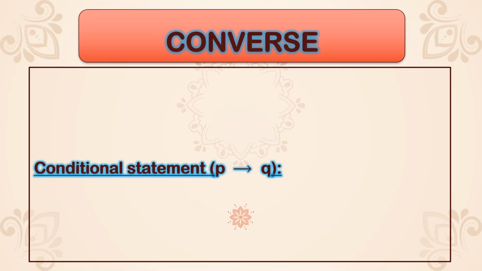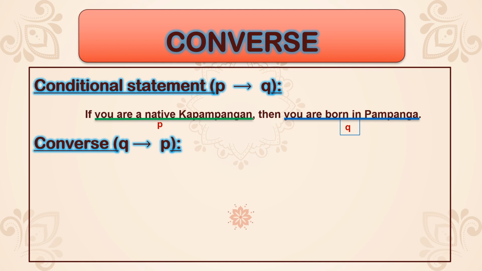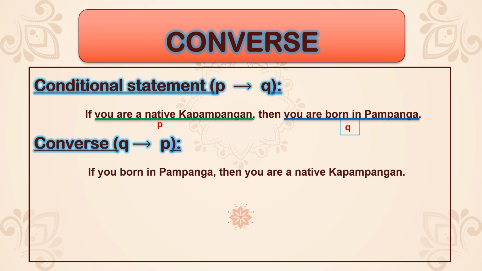Okay, another example. If you are a native Kapampangan, then you are born in Pampanga. Ano ang hypothesis? Ang hypothesis, you are a native Kapampangan. Ano naman yung conclusion? You are born in Pampanga. Paano natin siya isusulat into converse? So, kapag converse, magiging, if you are born in Pampanga, then you are a native Kapampangan. So, nauna po si conclusion bago si hypothesis.